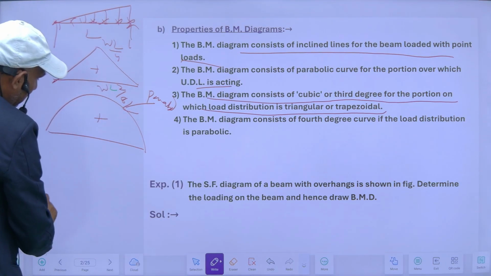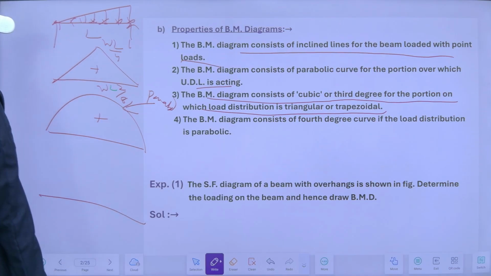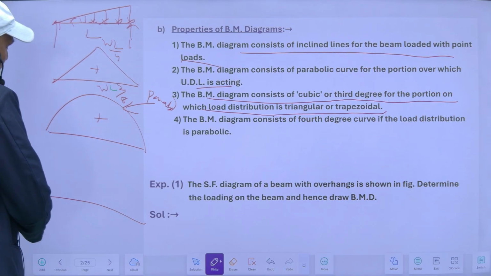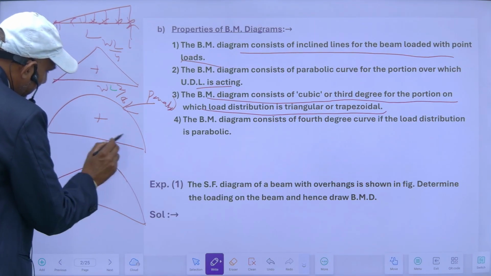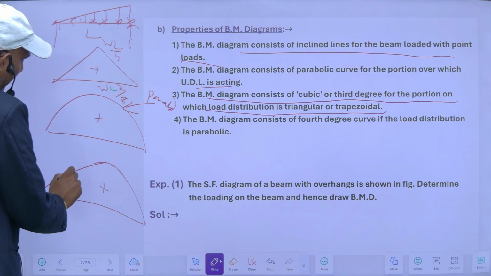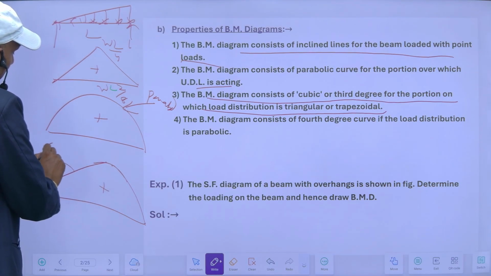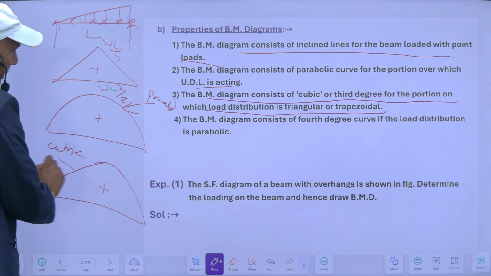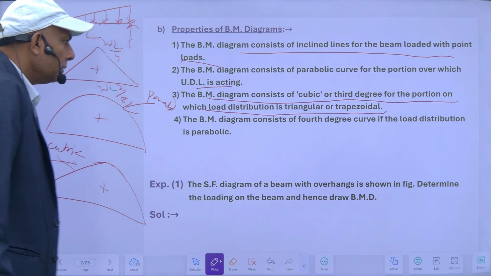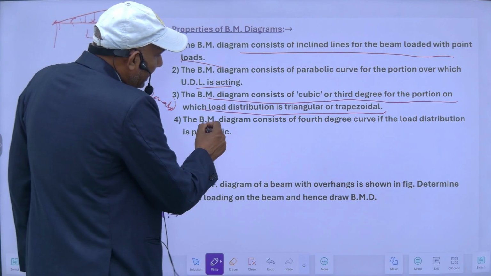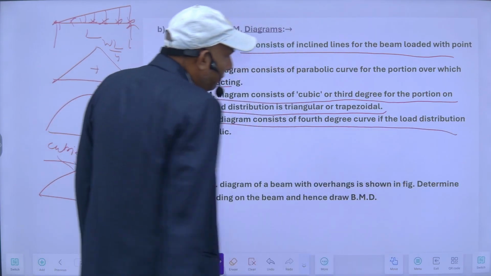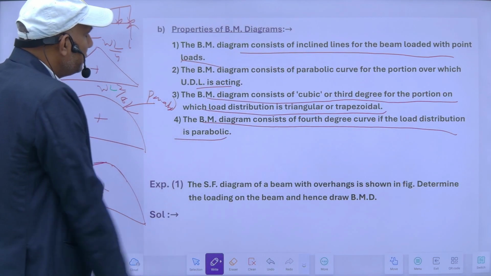So in this case, my parabola will be like this. So it will be a cubic parabola. It will be cubic or third degree parabola. The bending moment diagram will consist of fourth degree curve for the load distribution is parabolic.